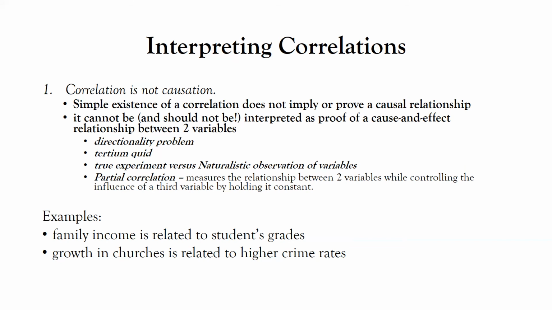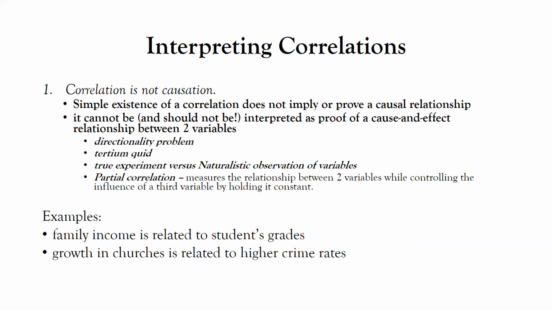Now, even if you are proclaiming to conduct a true experiment where the degree of control is so high that you've managed to isolate the variables and just study them for their very nature, in statistics we can now compute for partial correlation. This measures the relationship between two variables while controlling the influence of a tertium quid by holding it constant.